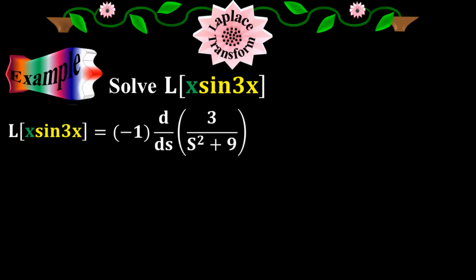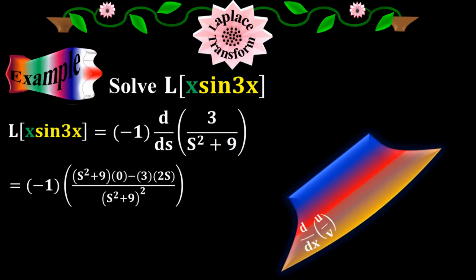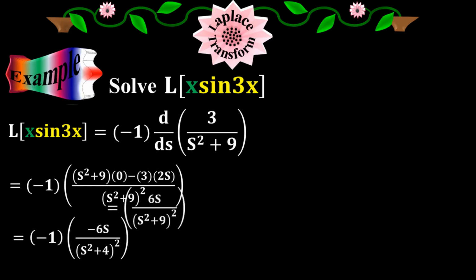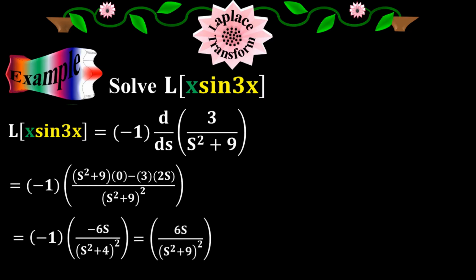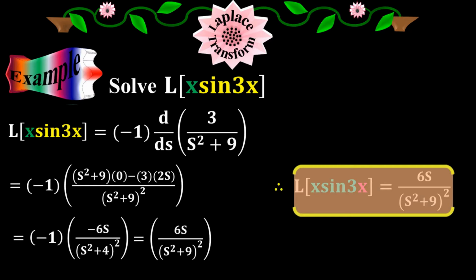the derivative of 3 over s squared plus 9 with respect to s equals s squared plus 9 times 0 minus 3 times 2s, over s squared plus 9 to the 2. Again I applied this formula here, d over dx of u over v equals v du over dx minus u dv over dx, over v squared. Just apply this rule here. Simplify the equation further, which equals 6s over s squared plus 9 to the 2. That's how Laplace of x times sine 3x equals 6s over s squared plus 9 to the 2.